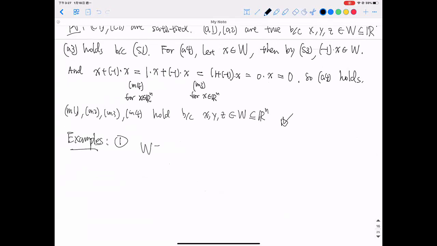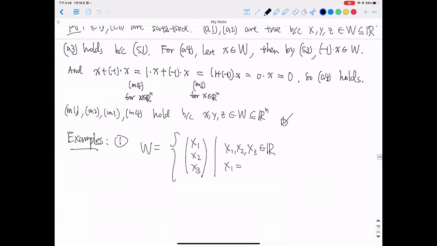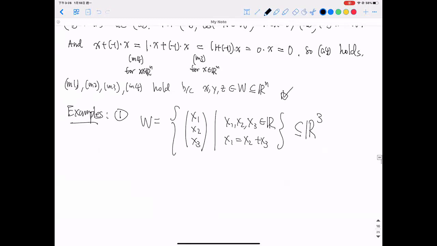Say W is, I don't know, the set of x1, x2, x3 all in R, and let's say x1 is equal to x2 plus x3. It's a set of triples, so it's definitely a subset of R3. Okay. Now, the question is, is this a subspace? And we're going to use the theorem to answer this question.